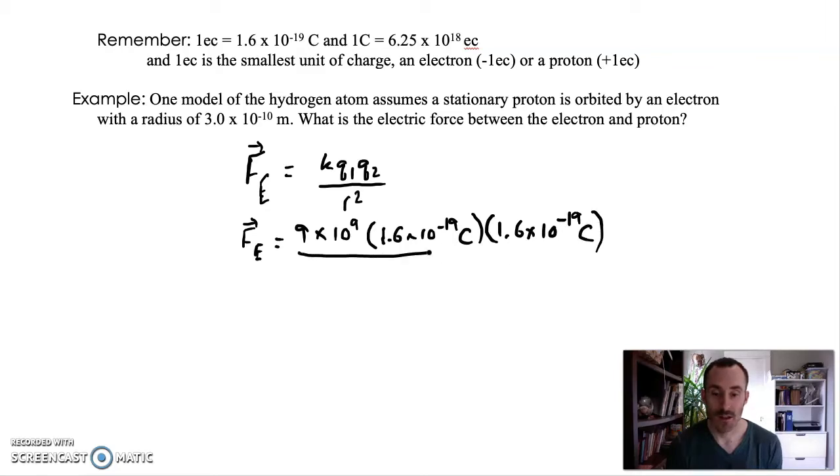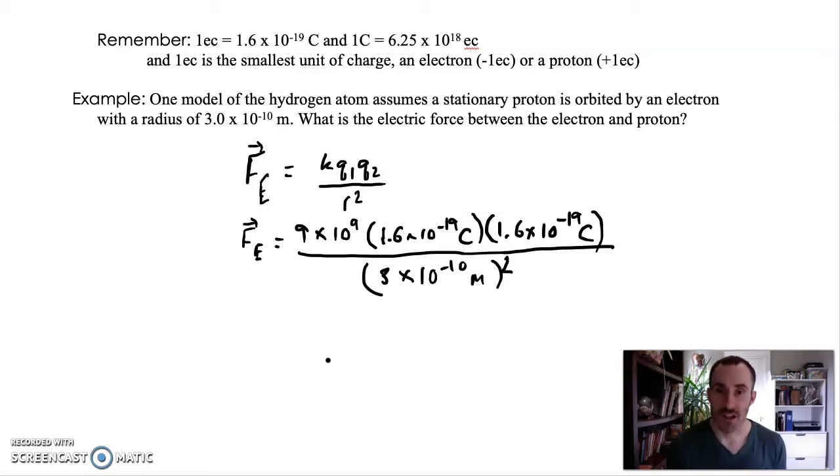Divided by R squared. So R is 3 times 10 to the negative 10 meters, and that's squared. Okay, now you're maybe going to notice that I didn't put the negative in for the electron's polarity. The only reason that would be needed is to figure out the direction of the force. The negatives and positives in the polarity of the charges don't make a difference to the magnitude of anything.